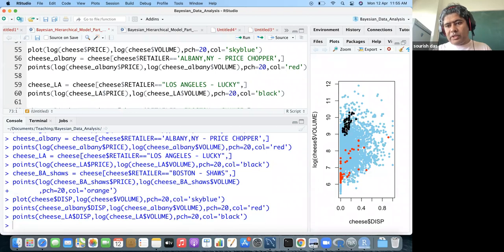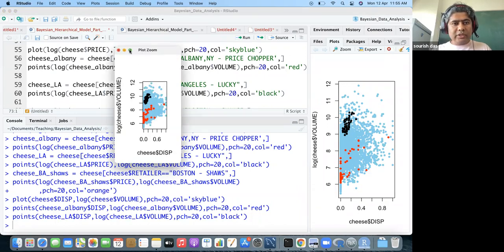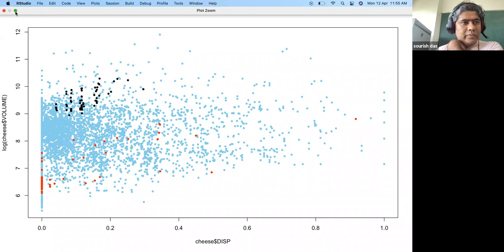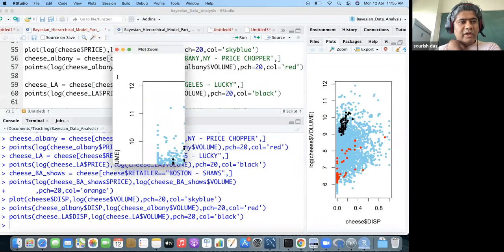So very little, but still overall this cell is high. But whenever display activity is slightly higher, their volume goes up. We can clearly see, let me just elaborate. The red ones are the one retailer and the black one is the LA. This is the Albany. And clearly we can see that as the display activity increases a little bit, their volume has gone up. Okay. So it does have an effect.